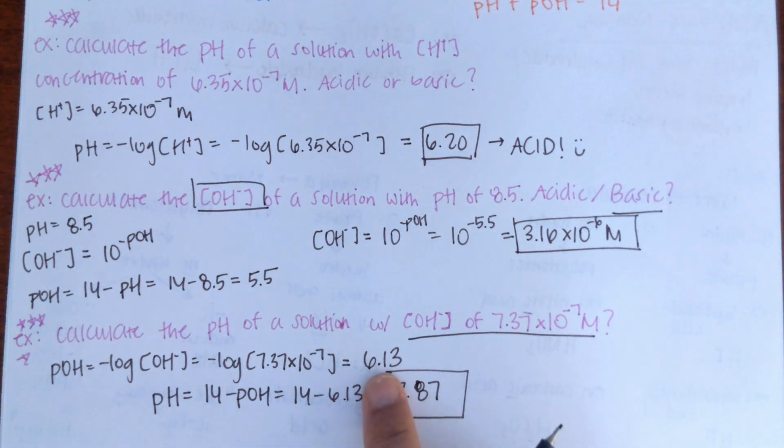Now if you stop here at 6.13, you'll get partial credit because you're getting there, but you're not done. Okay? But that's it.